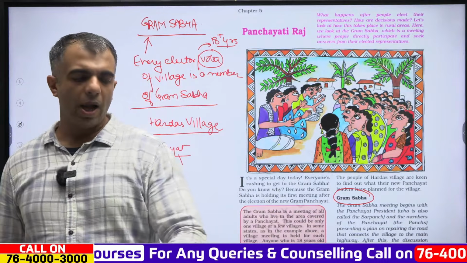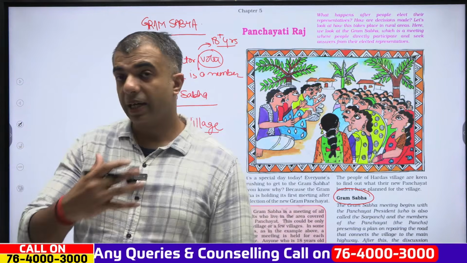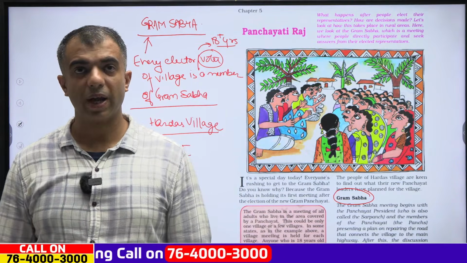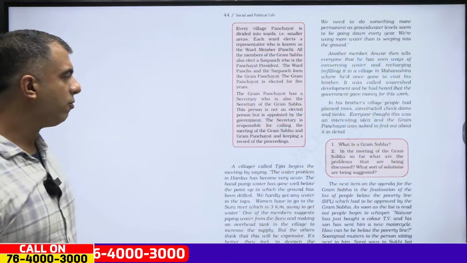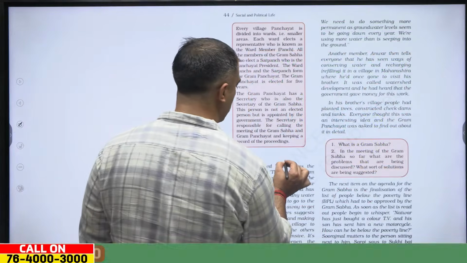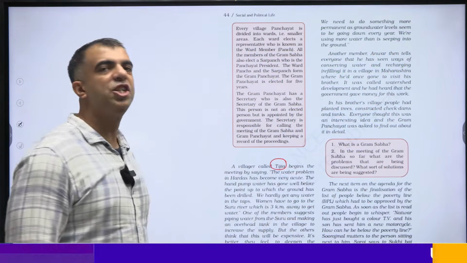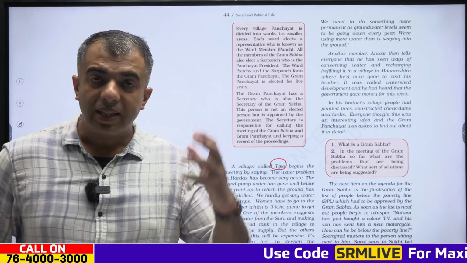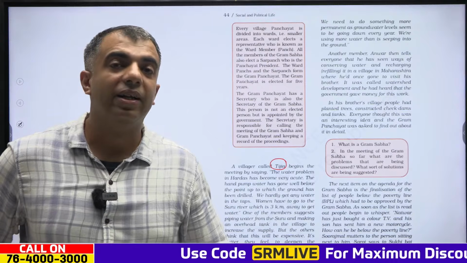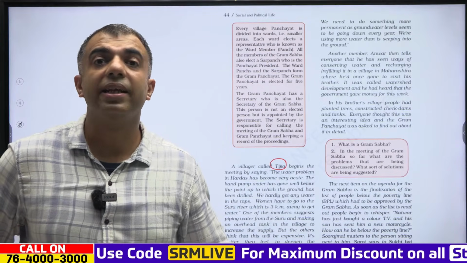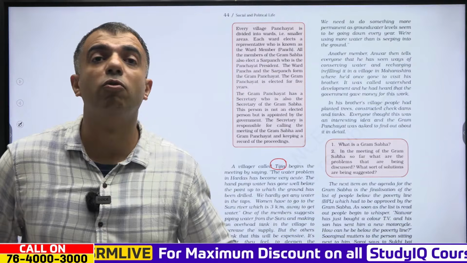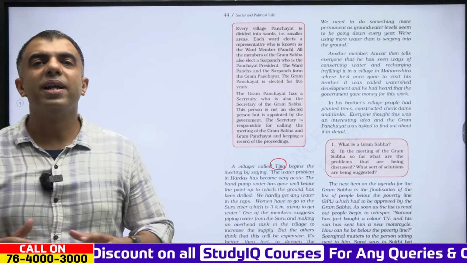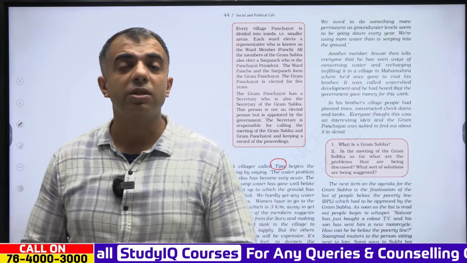Now it is in this situation that villagers discuss various important issues. Herein, what happens is that a villager called Tijia starts the meeting by saying that there has been an acute water problem in the Hardas village.